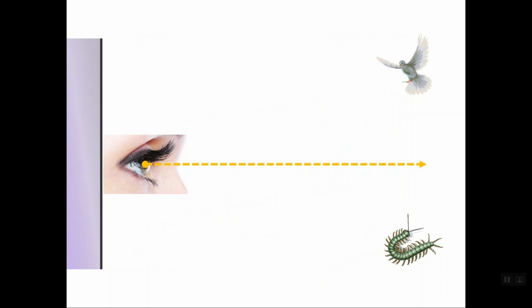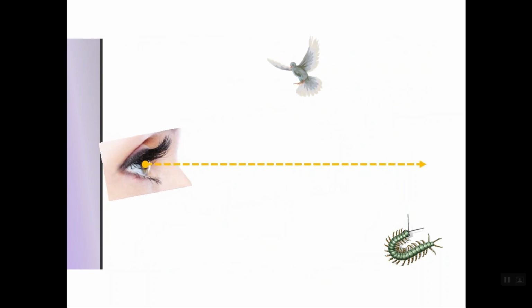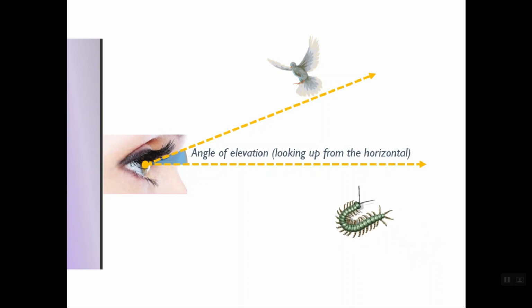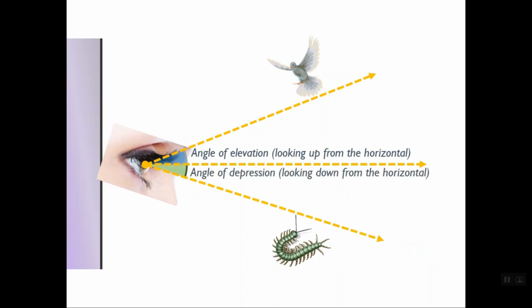So again, that's basically my horizontal, meaning eye level. Looking at that bird now, in order for me to see that bird, I need to look up. And by looking up, an angle of elevation is formed. And then I need to see that centipede. So in order to see it, I need to look down, which means an angle of depression is formed.